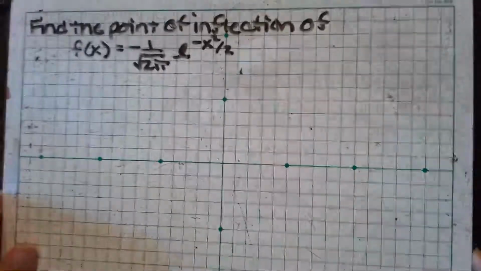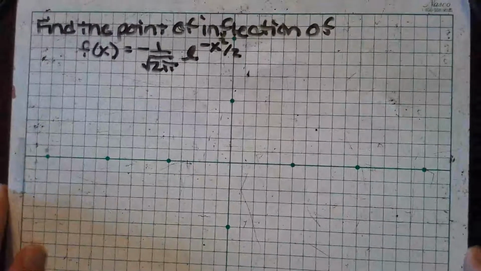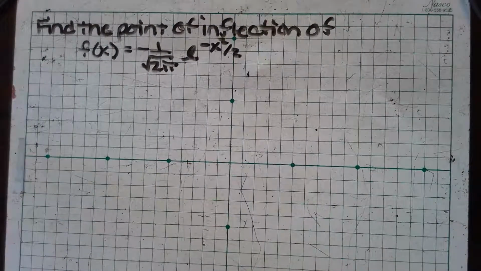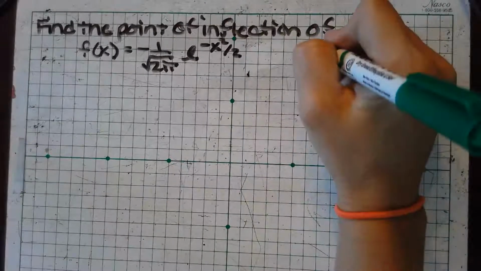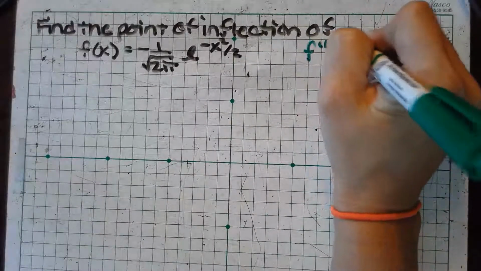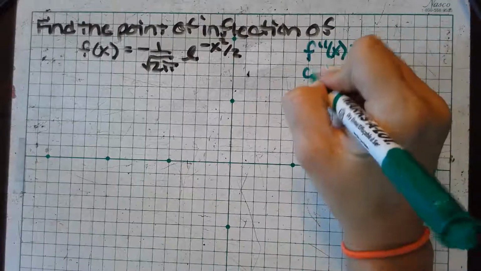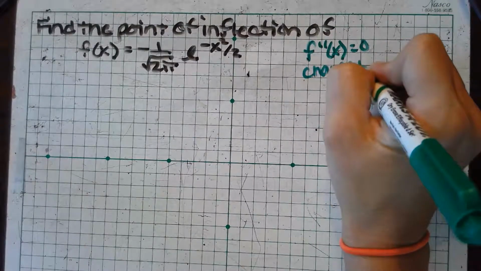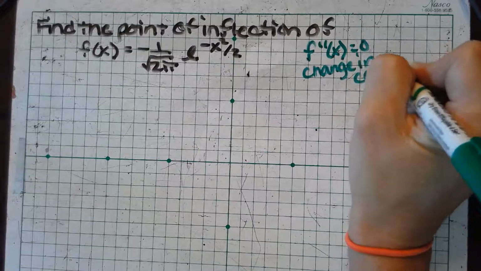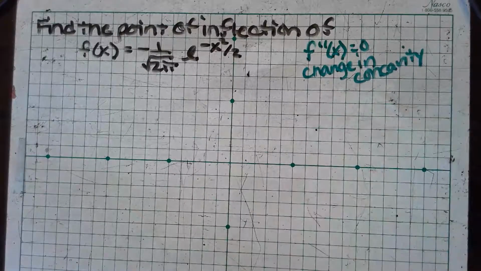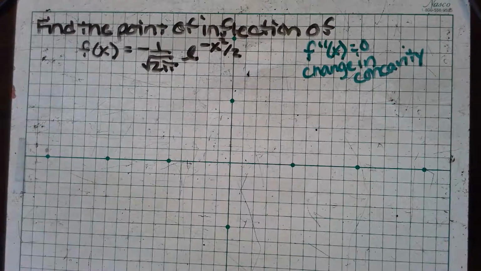Okay, let's look at this next one, finding points of inflection. Well, where do points of inflection come from? They come from the second derivative. And remember, the second derivative, you have to set equal to 0, but then also verify that there's a change in concavity. The second derivative changes from positive to negative or negative to positive. It can't go positive, positive, or negative, negative.